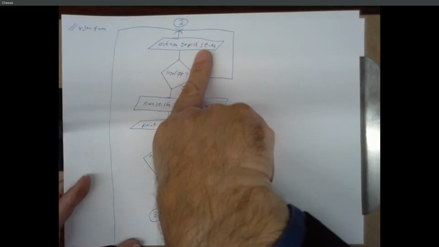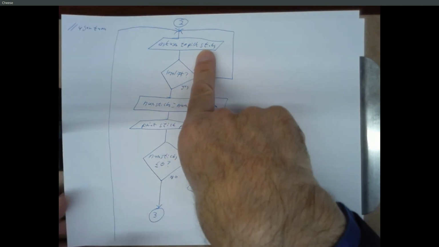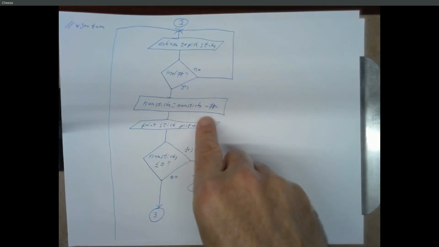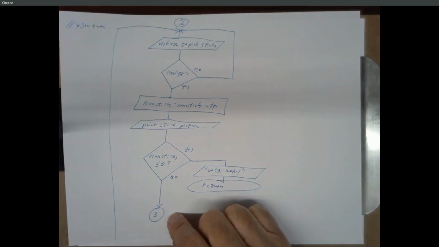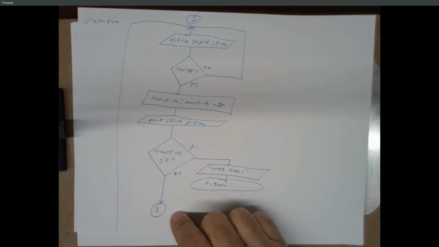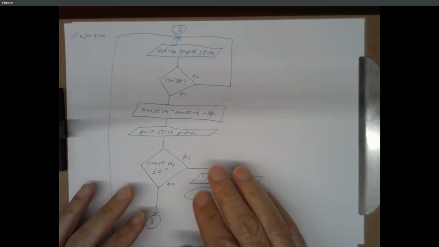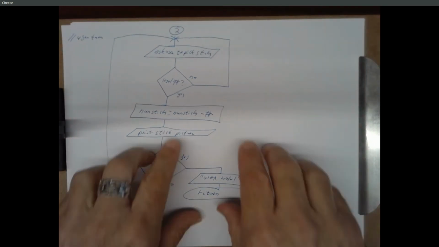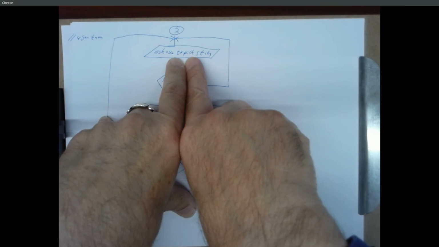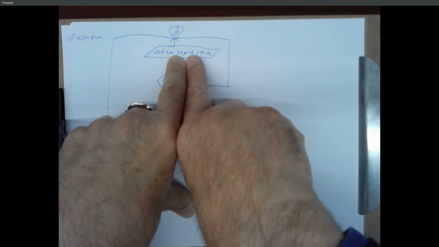Ask user to pick sticks. Well, if you're doing that in C, it's a printf, it's an fgets. If you're doing it in Java, it's something different. If you're doing it on a PIC processor, it's something very different, right? But whatever language we're doing this in, our goal at this point is to ask the user how many sticks they want to take and get an answer from them.